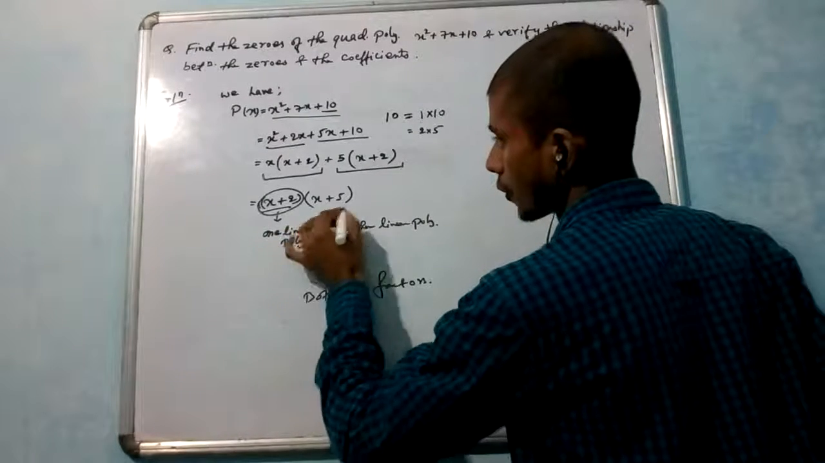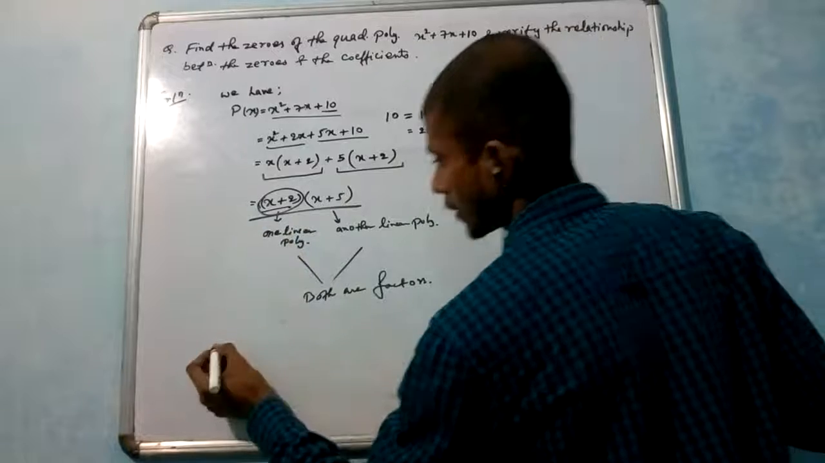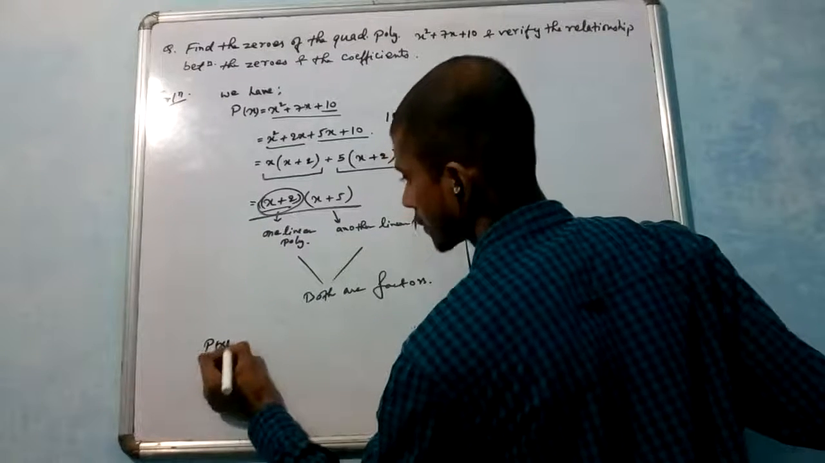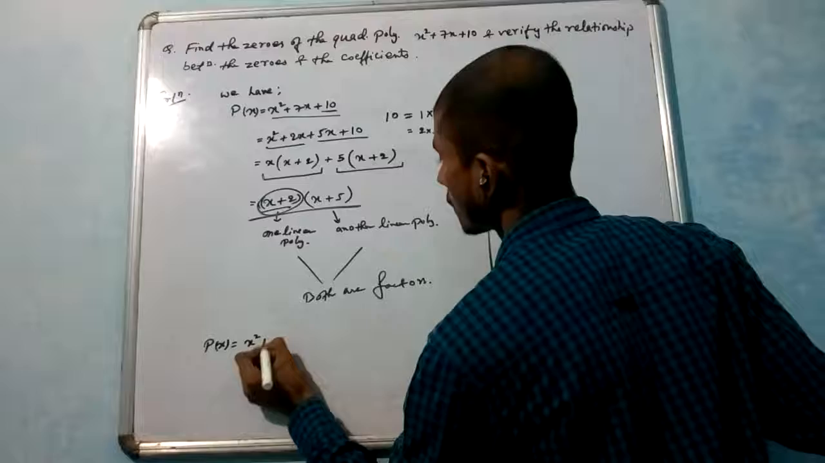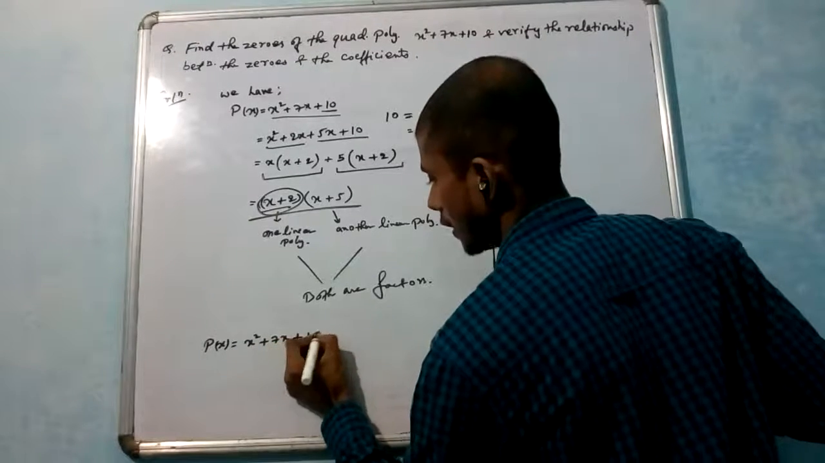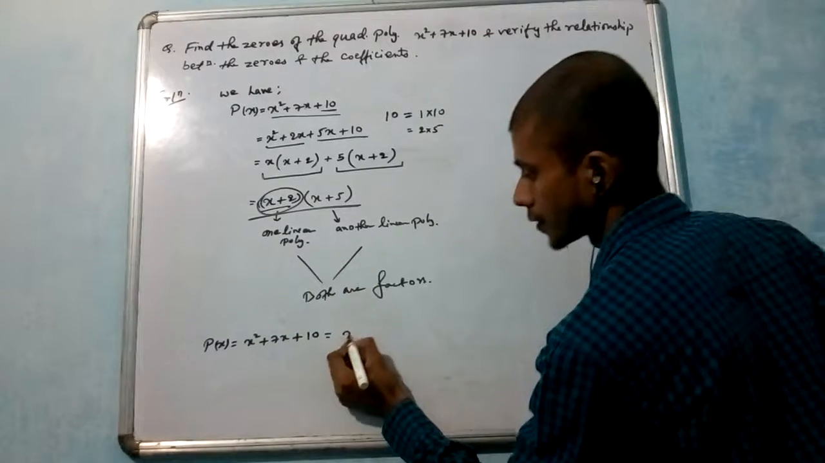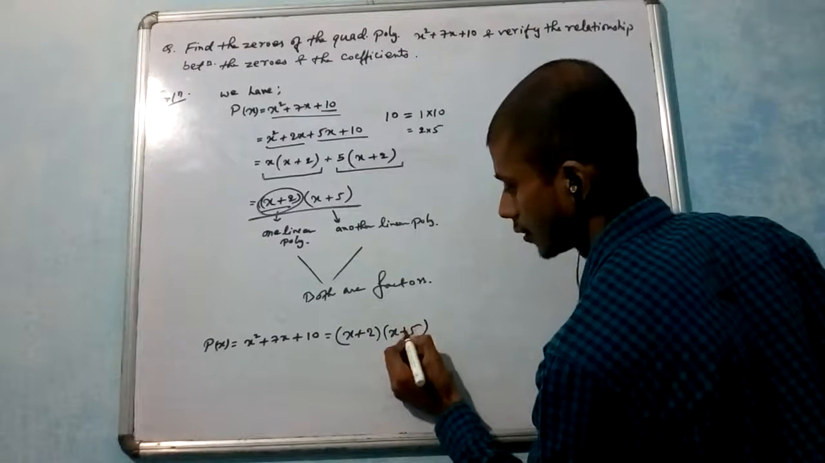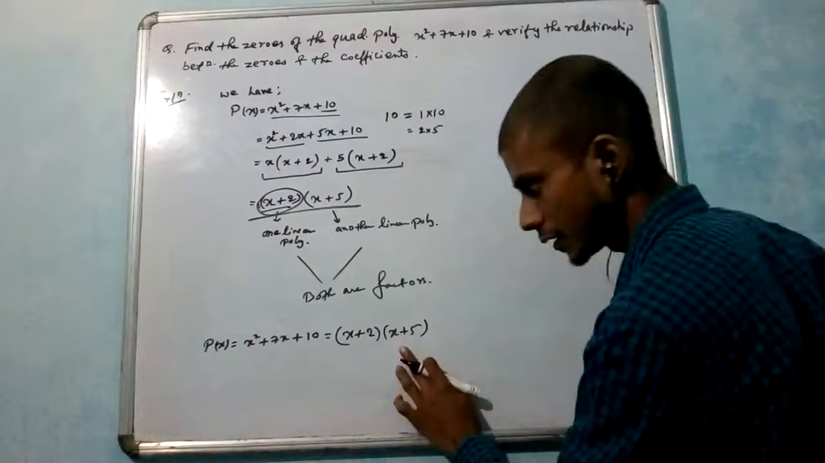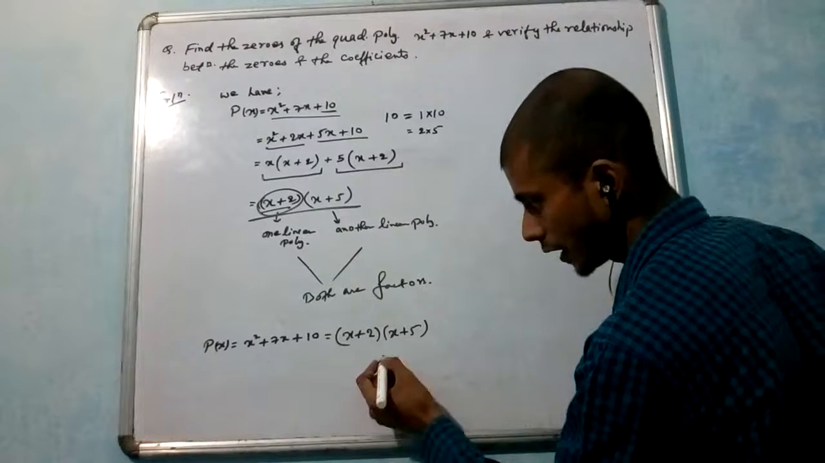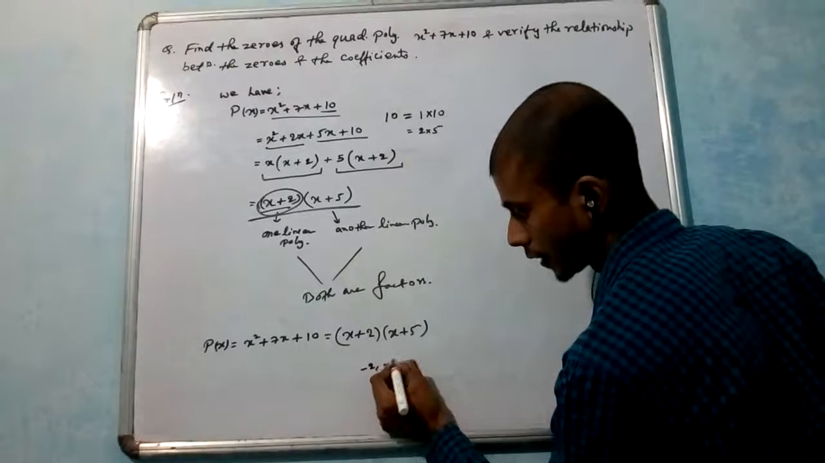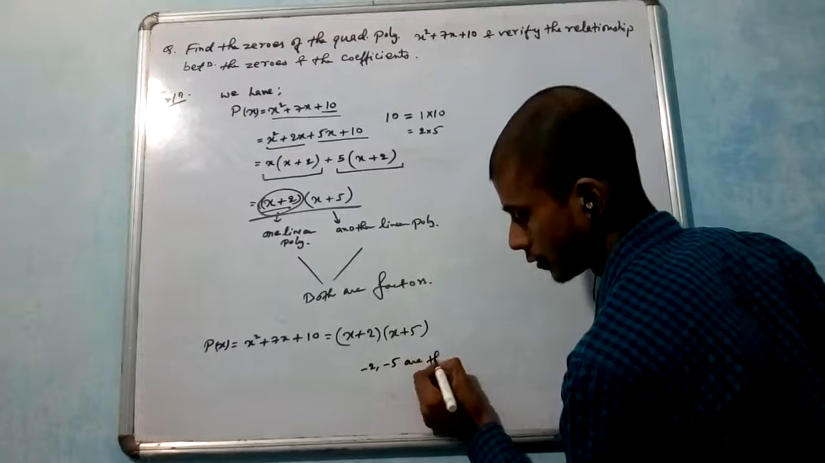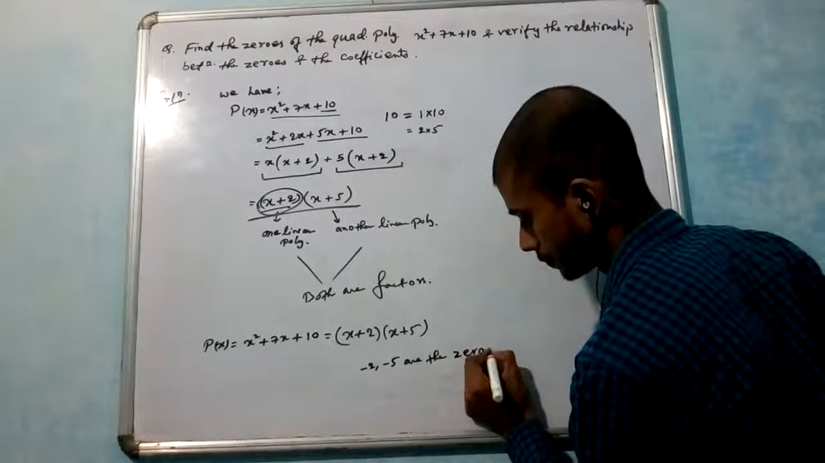So from this, what can we get? Let me write here, p(x) is equal to x square plus 7x plus 10, and this is equal to (x plus 2) into (x plus 5). Okay, so we understood these two are the factors. Another thing we can obtain from this is that minus 2, minus 5 are the zeros of p(x).